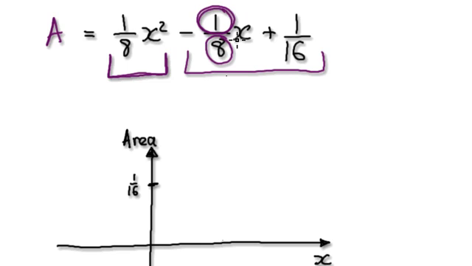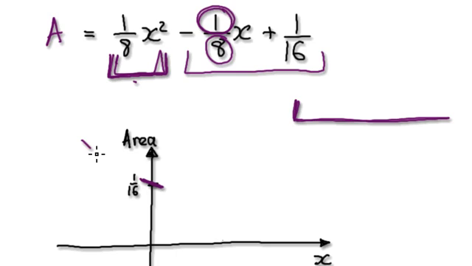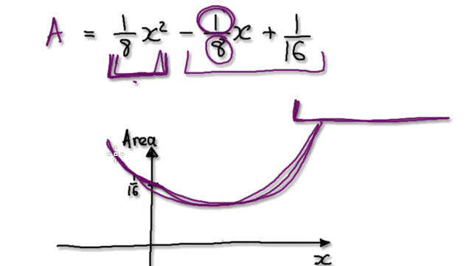The gradient will be 1 over 8. So it's going to be a very shallow gradient, because the up and down will be 1 and the across will be 8. So our line has an intercept of 1 over 16 and a shallow gradient. Then when x is big, it wants to do a positive quadratic. Let me exaggerate a bit. So our graph will look something like this.